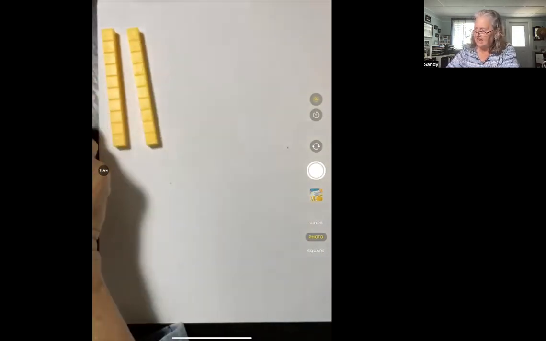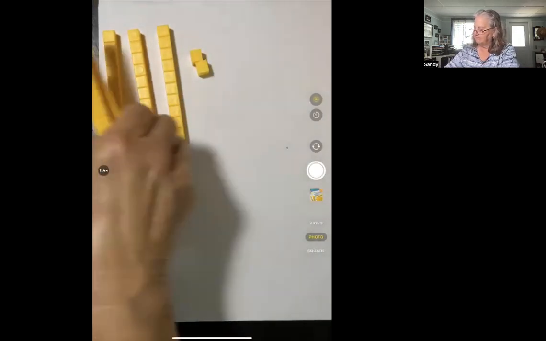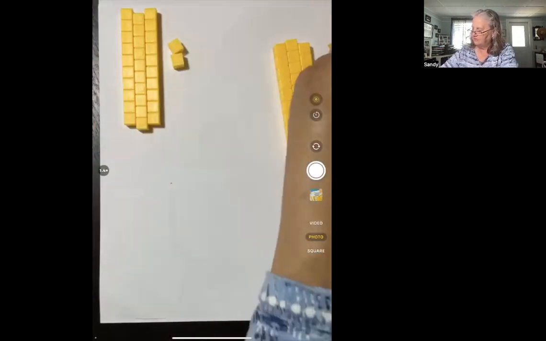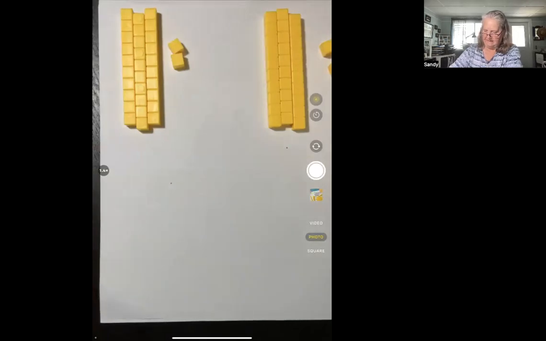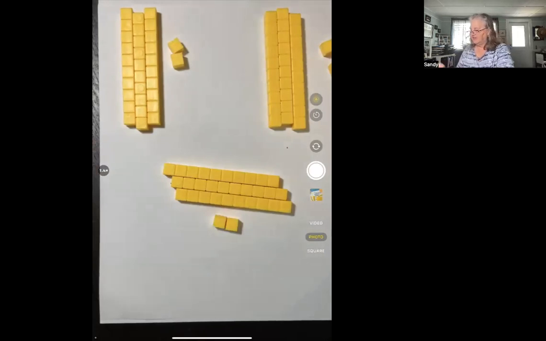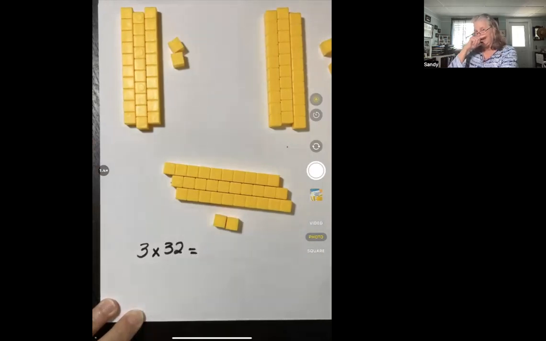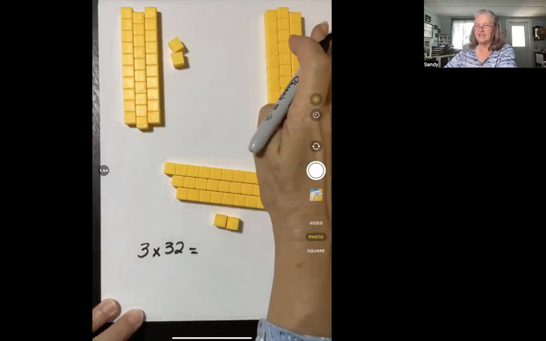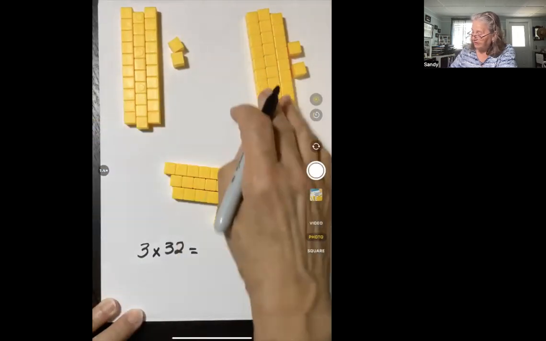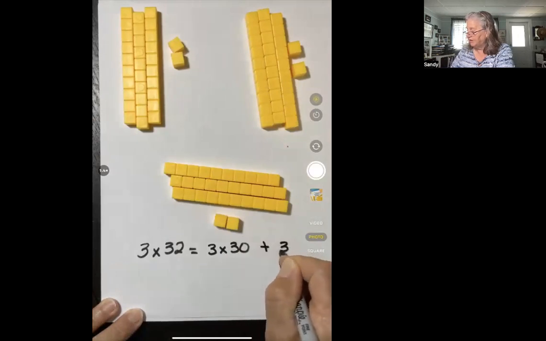Now, I can use this as your child gets a little older. Let's say I have 3 groups of 32. Put them together like this. Here's 32, 32, and 32. See, I've got 3 groups of 32. But how did I build that 32? Sorry that this is off. Well, I built it with 3 groups of 30. And I put that together with 3 groups of 2.